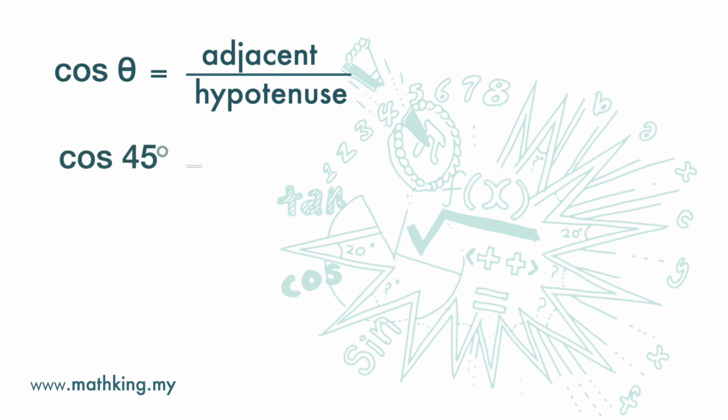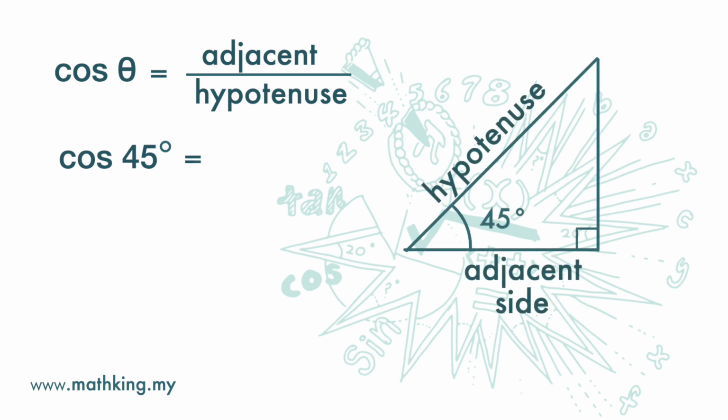How about cos 45 degrees? This is a triangle with an angle of 45 degrees. The ratio of adjacent to hypotenuse is 0.7071, rounding off to 4 decimal places. And this is fixed. For all triangles with a 45-degree angle, the ratio of adjacent to hypotenuse, that is the cosine, will give us this same value of 0.7071.